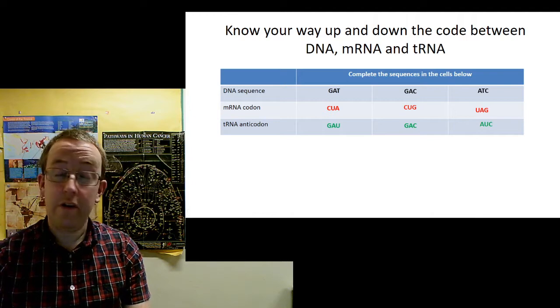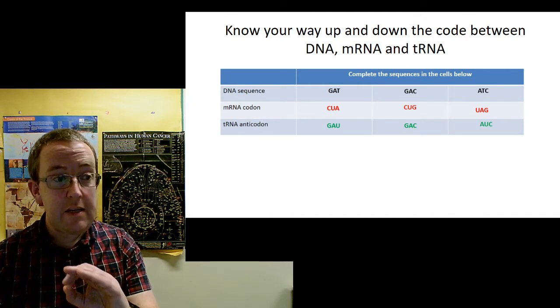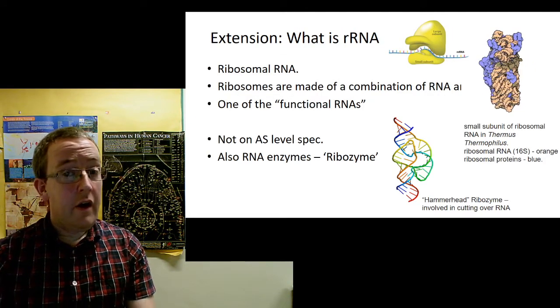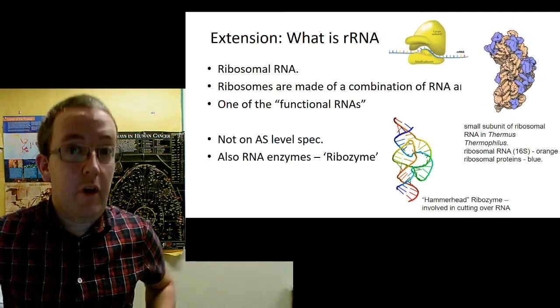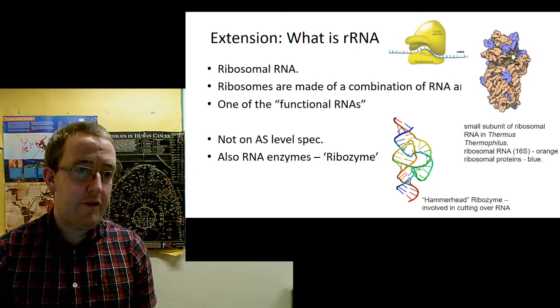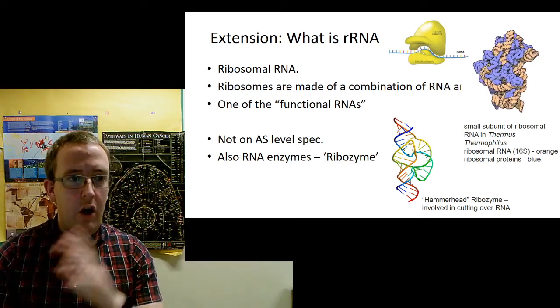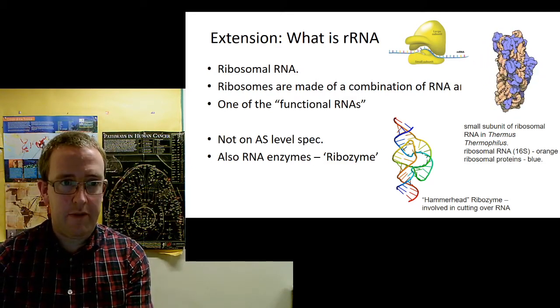And obviously if you can't, you need to go away and practice that because it is easy marks on an exam. Okay, so those are your main 2 that you have to know about. But there is another one, which is called ribosomal RNA, which is one of what we call the functional RNAs, an RNA that does something.